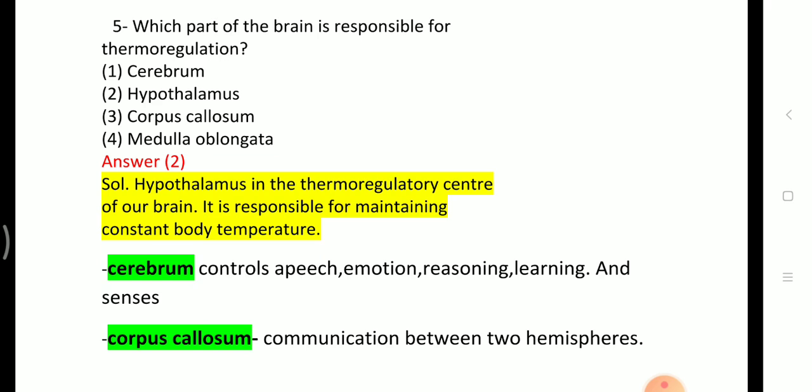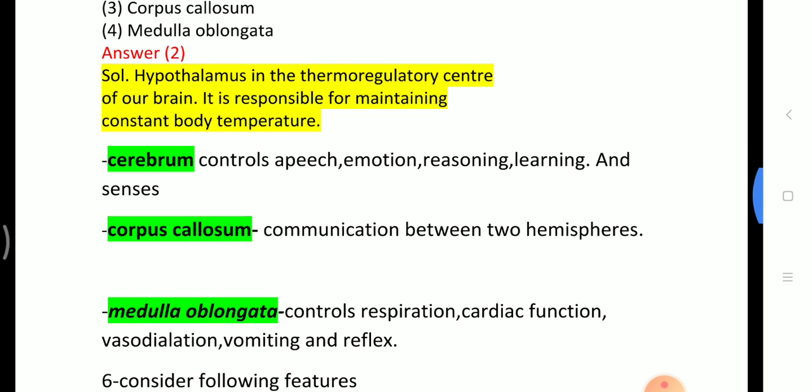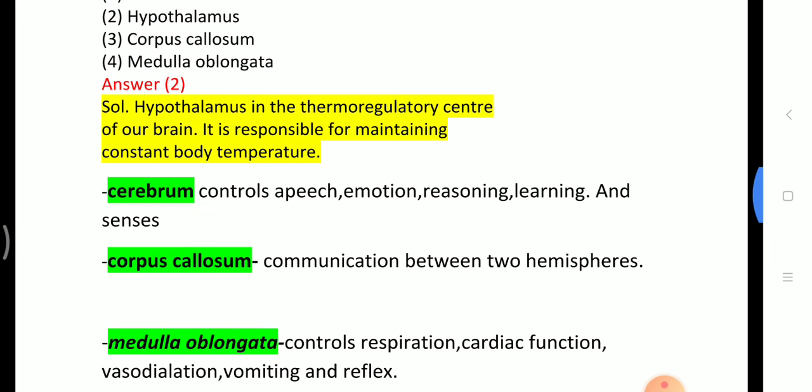Then coming to cerebrum, which is the prime part of the forebrain and which controls speech, emotion, reasoning, and learning centers. Cerebrum is divided into 2 hemispheres. Then corpus callosum. Corpus callosum is the communicative tissue present inside the forebrain. It connects both the left and right hemispheres. So next is medulla oblongata. It is part of the hindbrain. It is responsible for respiration, cardiac function, vasodilation, vomiting, and reflexes. So these are different functions of these parts, and there are a few more parts also. If you go through this chapter, you can get all of these functions of different parts.